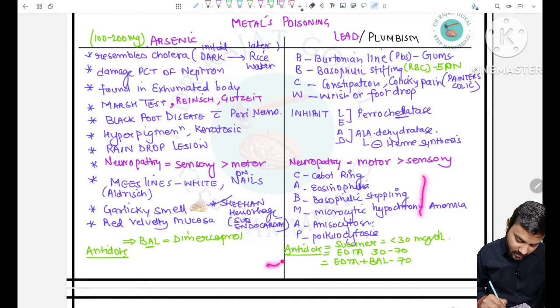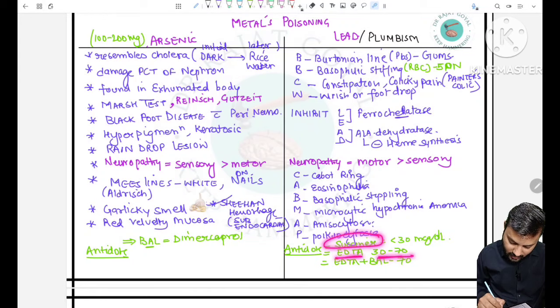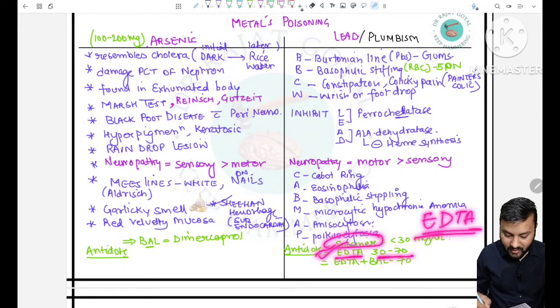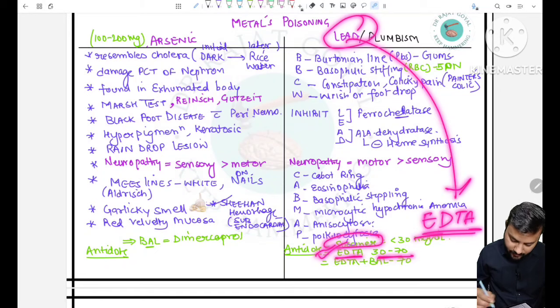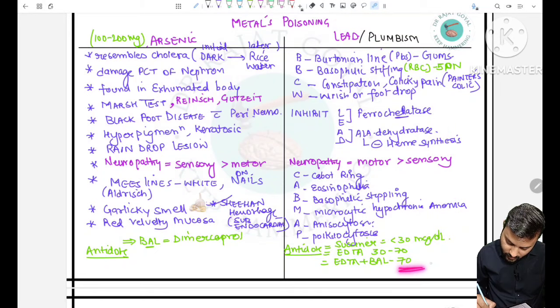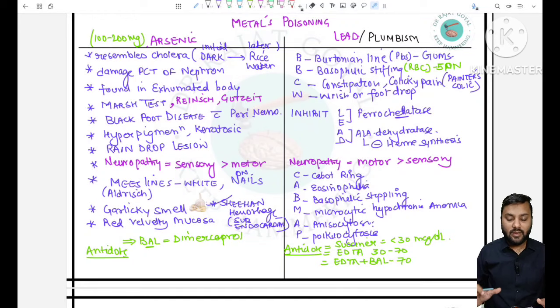And the treatment for lead poisoning is according to the severity. If the concentration is less than 30 microgram per dL, then we will use succimer. If it is between 30 to 70, then we will use EDTA, which is a specific chelating agent for lead. And if the concentration is greater than 70, then we will use EDTA plus BAL. So EDTA plus BAL is used in the case of very severe poisoning. In moderate poisoning, we use only EDTA, and in very mild poisoning, we use succimer.